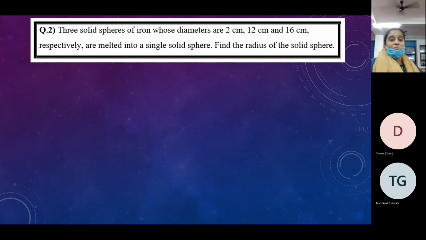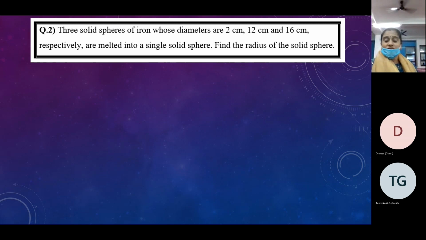So, 3 spheres of different sizes, because you can see their diameters are different. They're melted. All 3 spheres are made of the same material, iron. So these 3 are melted, and all the iron is now used to make one single solid sphere.